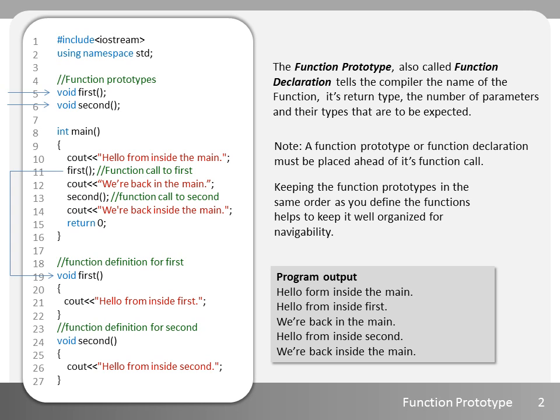Here this function prints hello from inside first, then returns back and continues on line 12 to print we're back in the main. Then on the following line there's a call to function second, and its function definition starts on line 24. Function second prints hello from inside second, returns back to the main where it left off, and prints we're back inside the main, and the program terminates.